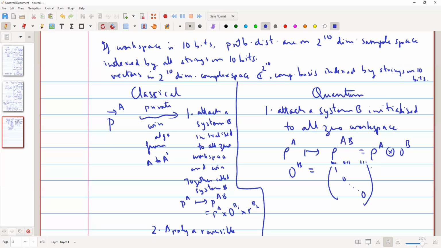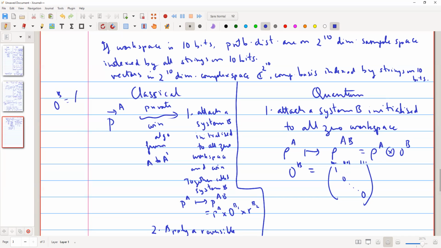With this ordering of the basis vectors, 0b is the density matrix which puts a 1 in the coordinate corresponding to the bit string of all zeros. And every other entry is 0. You can check that this satisfies all the properties of a density matrix. This is basically the same probability distribution.